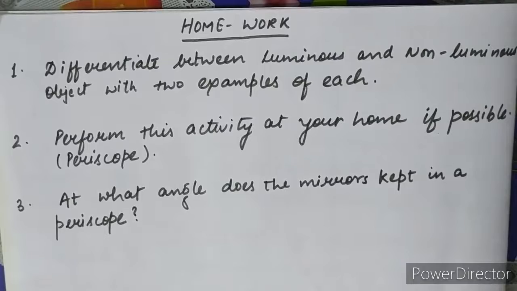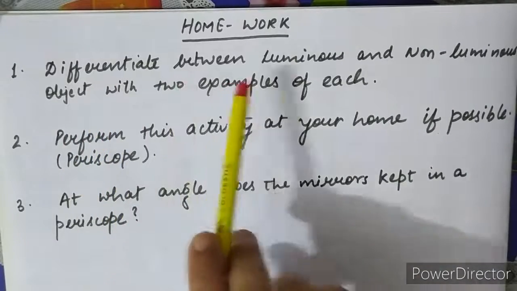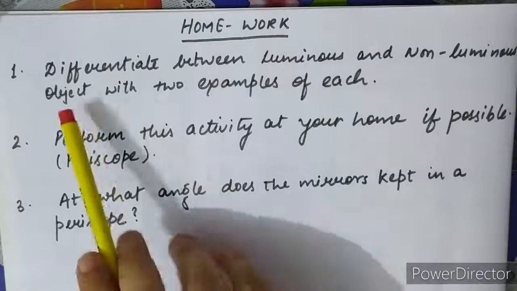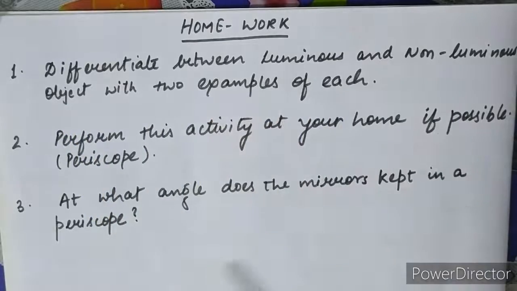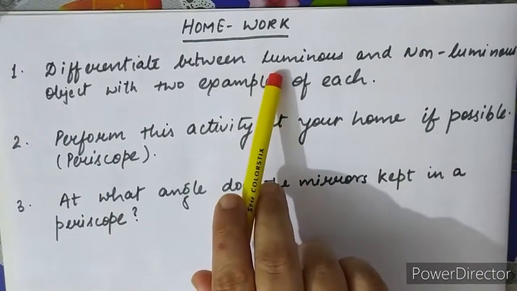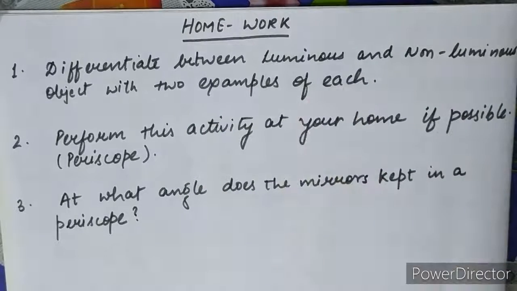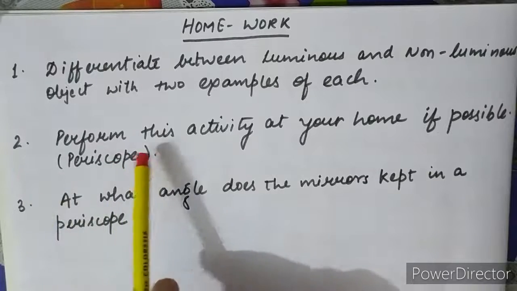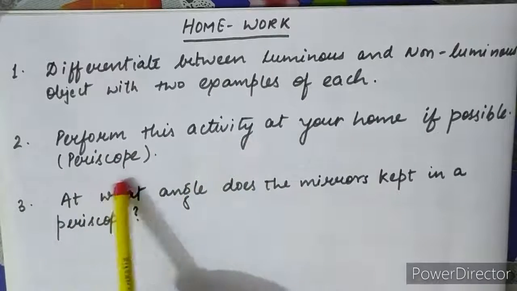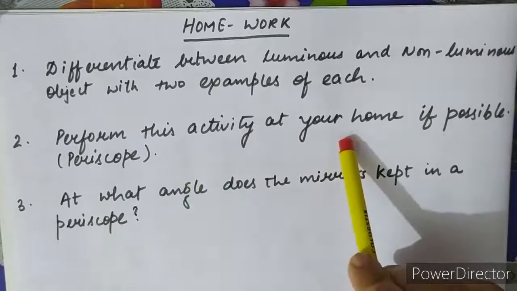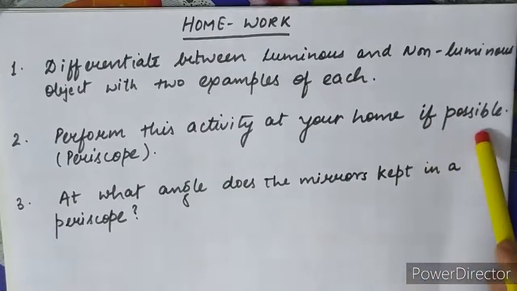Now today's homework: differentiate between luminous and non-luminous objects with two examples of each. You have to differentiate between luminous and non-luminous objects, and you have to give two examples of each. The second one is to perform this activity. Which activity? The periscope at your home. But only if possible.